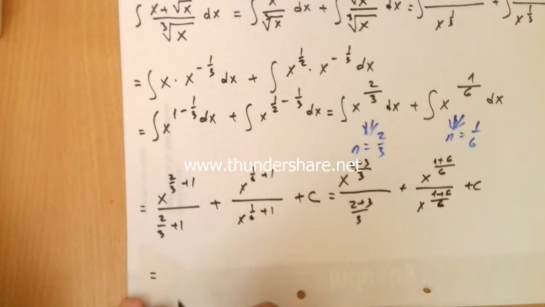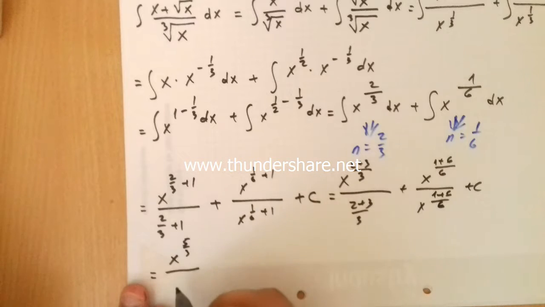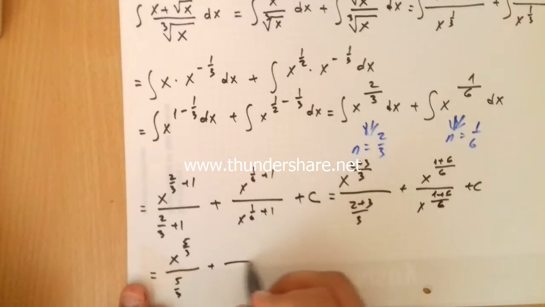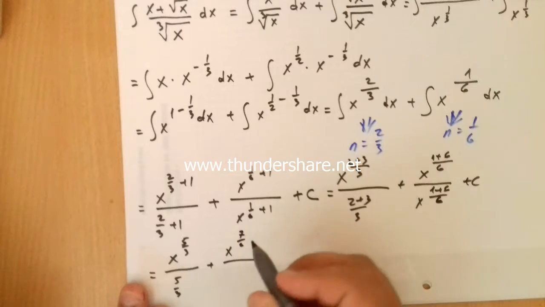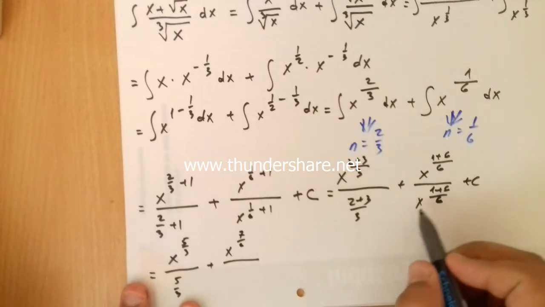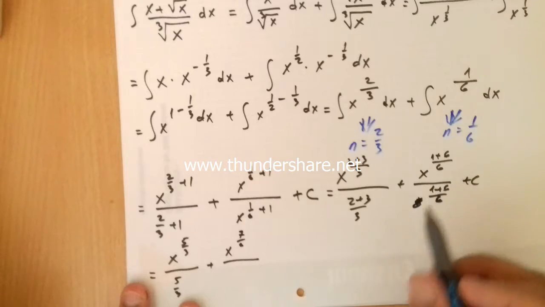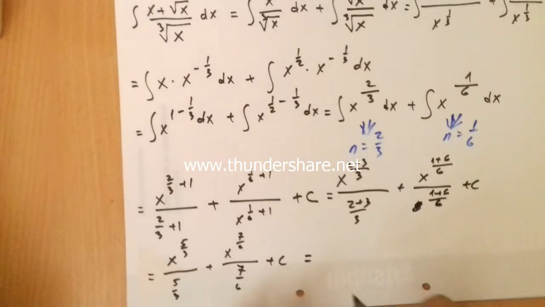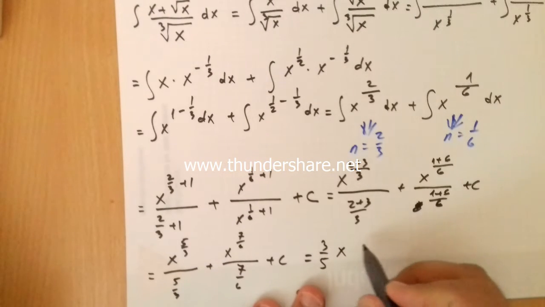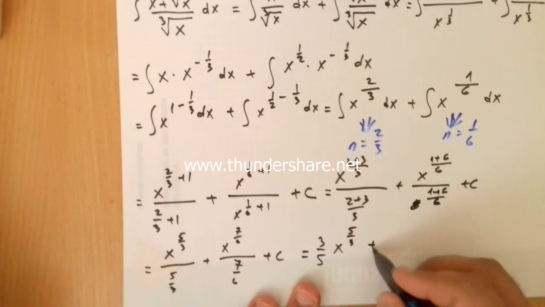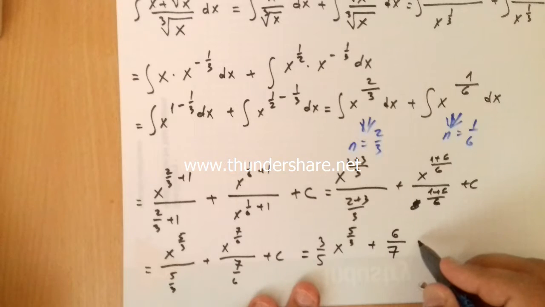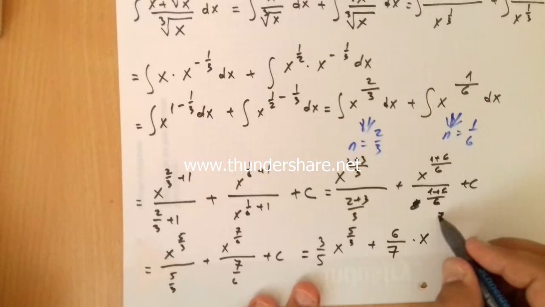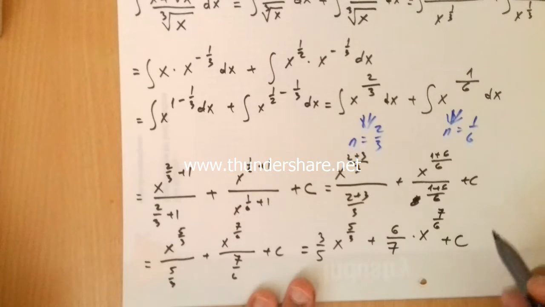and this is equal to x to the 5 over 3 over 5 over 3, plus x to the 7 divided by 6 over 7 over 6. So this is wrong, this is not x, only this one, 7 divided by 6, plus c. And now we have 3 over 5 times x to the power 5 divided by 3, plus 6 over 7 times x to the power 7 over 6, plus c.